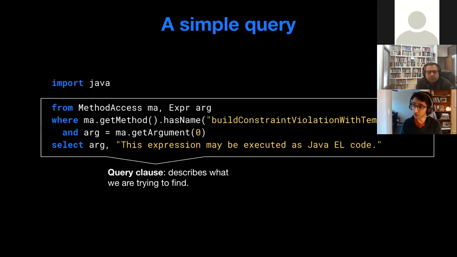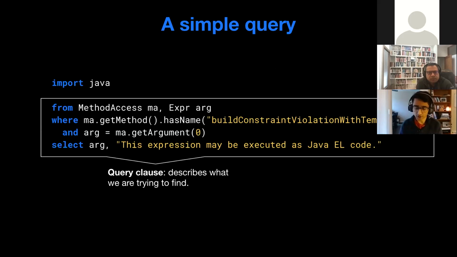We declare some restrictions on those variables through the where clause. In this case, we are looking for a method whose name is build constraint violation with template. And the argument is the first argument, index 0, of this particular method. Finally, we have a select clause that decides the output. In this case, we choose a code element, the expression argument, and we choose a string to provide a message to the user.